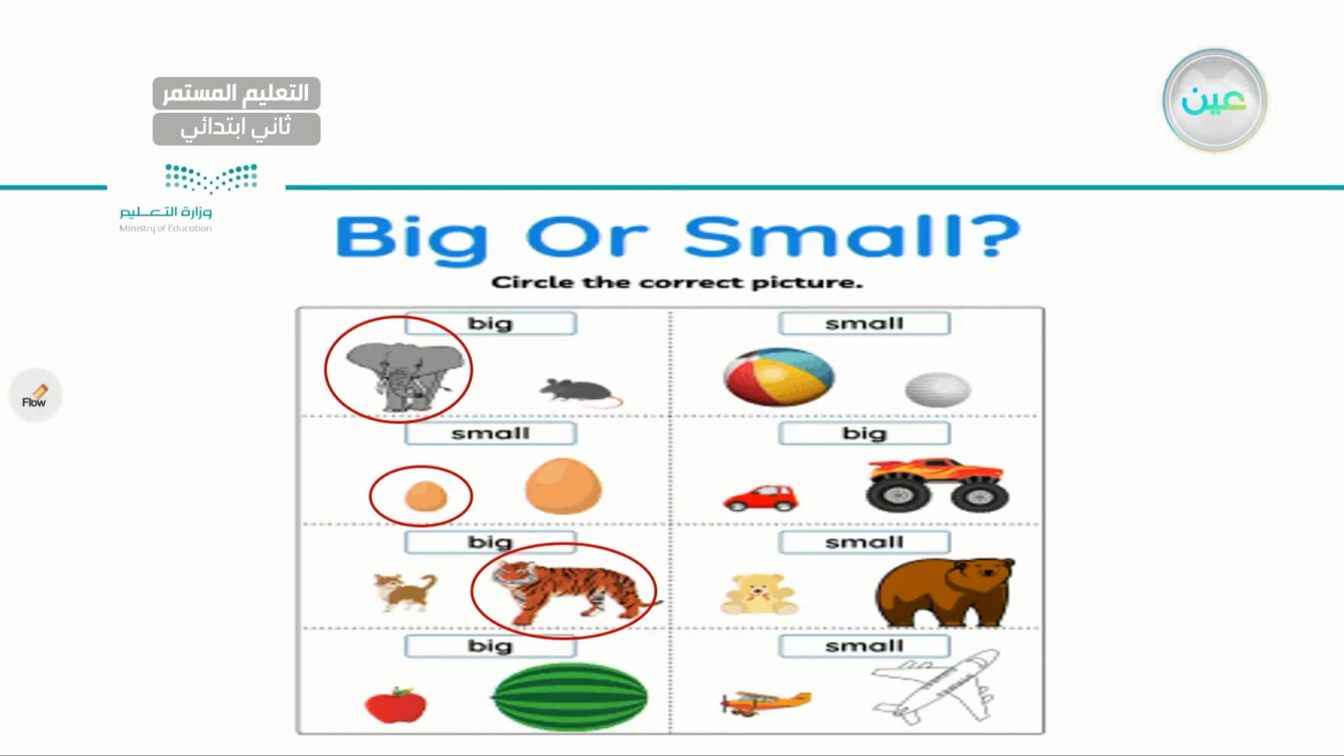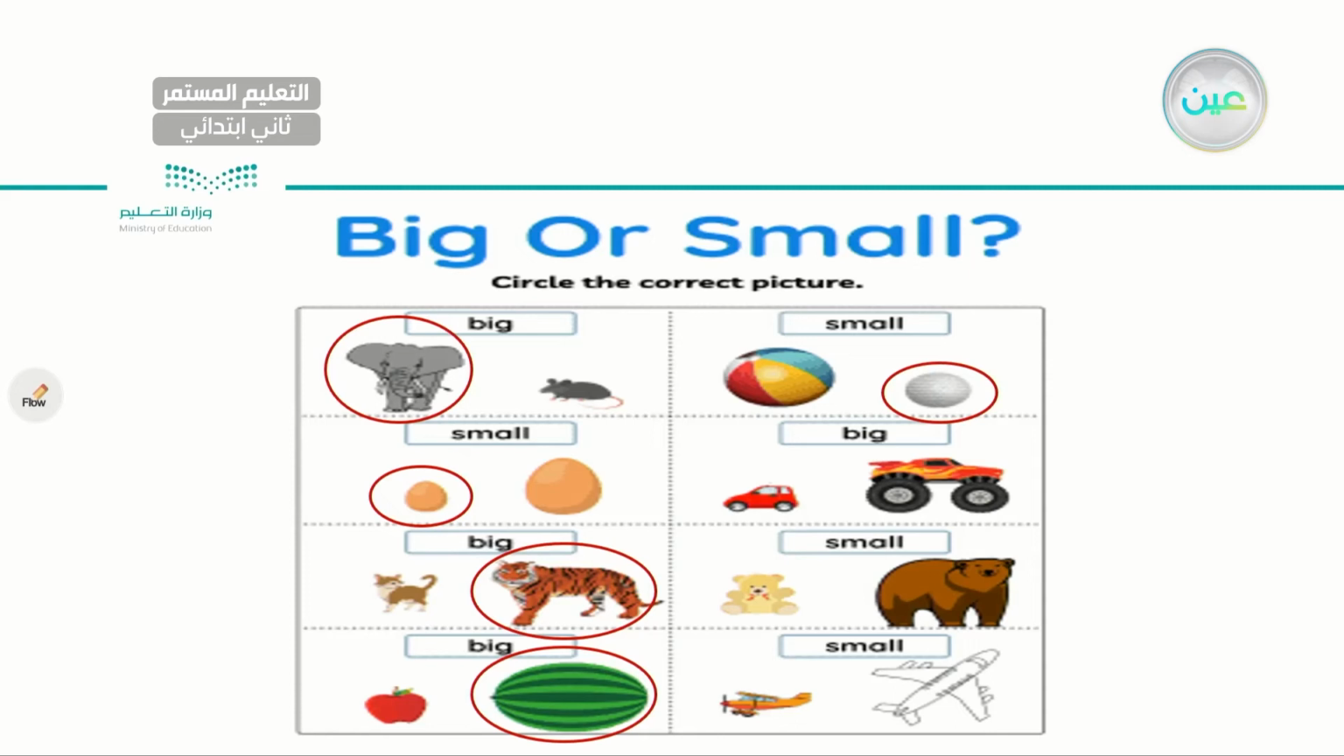I have an apple and I have a melon. Circle the big fruit here. The answer is the melon. Very good. Let's go to the other side. I have two balls here. Let's go ahead and circle the small one. This is the small one.